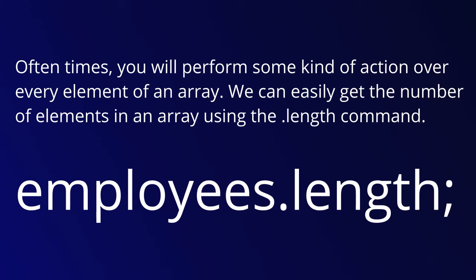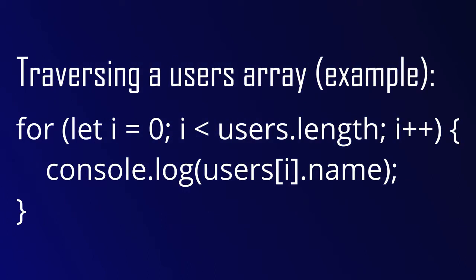Oftentimes, you will perform some kind of action over every element of an array. We can easily get the number of elements in an array using the .length command. For example, if you have an array called employees and you want to know how many employees are in the array, you would simply call employees.length. As a more detailed example, consider a situation where you want to print the name of every user in an array of JSON objects called users. You would see how that would work on the screen here.